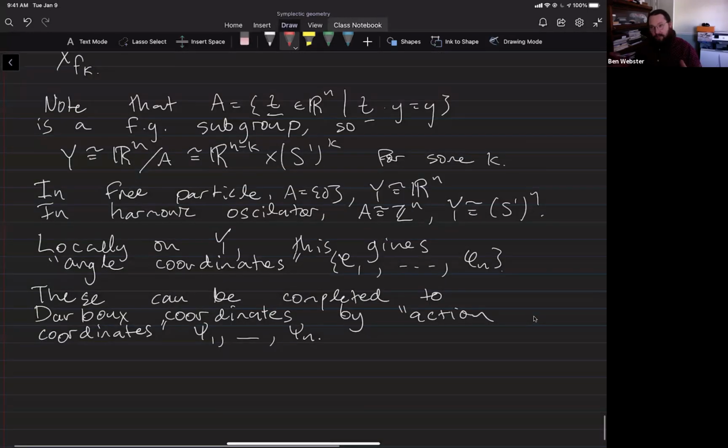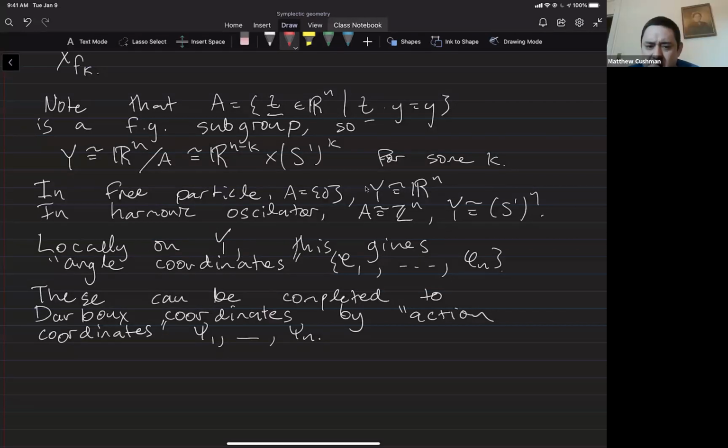Locally on Y, this gives us what are called angle coordinates, and you can complete these to Darboux coordinates that are called action coordinates. And this is an important thing to do in celestial mechanics. You're interested in solving some system involving how planets move around, and it's useful to find action-angle coordinates. All right, well, I'm over time already, so let me stop and give you a chance to ask questions, and I will catch up on the chat. I'm sorry that I wasn't watching it.